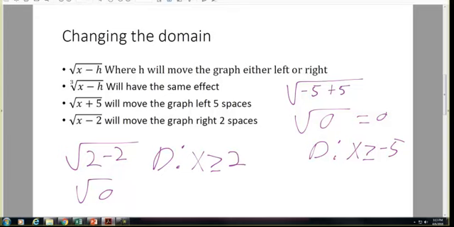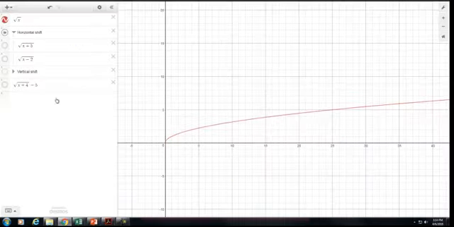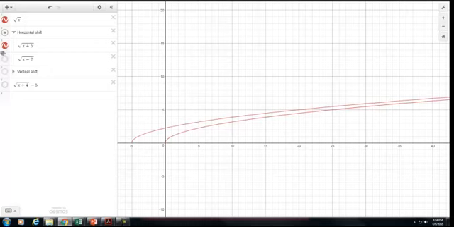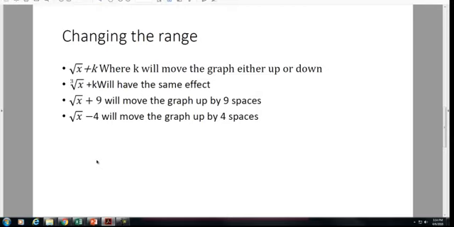And so you can see why it would move left and right. If we look at the graphs, the root of x plus 5 moves the graph left 5 spaces, and we saw that with the domain we just looked at. And the root of x minus 2 will move the graph right 2 spaces, and we saw that when we found the domain. The next transformation we'll look at is changing the range, and this will move it up and down.